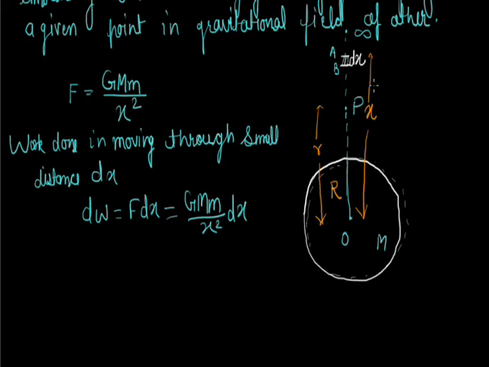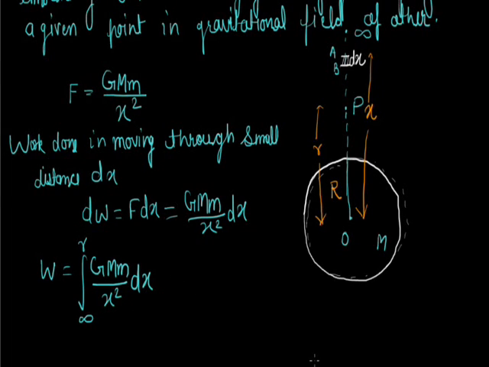But we have to calculate the work done in moving a body from infinity to point P. So we can integrate this value by considering the limit from infinity to this point P. The net work done will be the integral of G M m upon x square into dx, and the distance of P from the center is small r, so the limit is infinity to r.